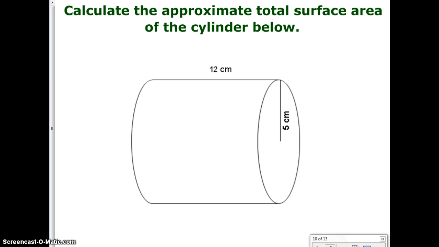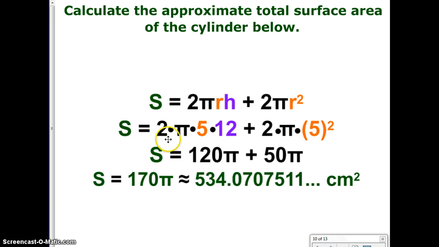For our next example, please pause your video, use your formula, substitution, and then a calculator to get your answer, and then check with me. As we look at our cylinder, we notice that the height is 12 and the radius is 5. We are looking for the total surface area, so we're going to use the really long formula. 2 remains a 2. We have pi, a radius of 5, times a height of 12, plus we have the area of a base times 2, 120 pi plus 50 pi, which is 170 pi.